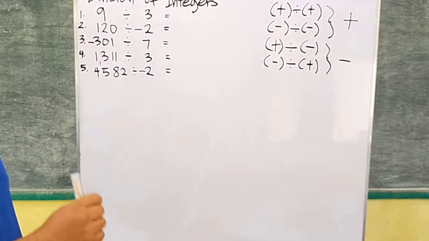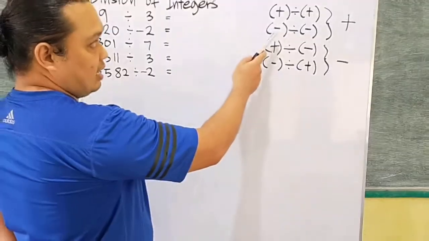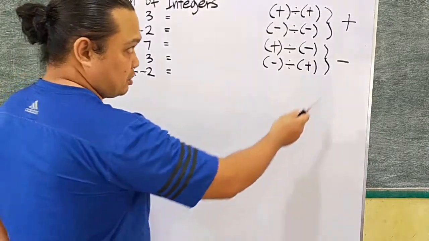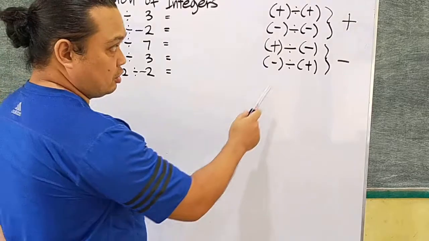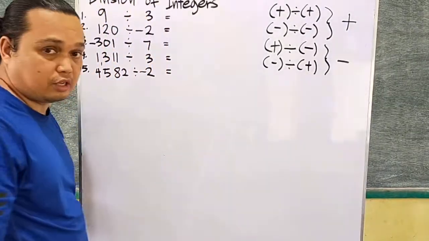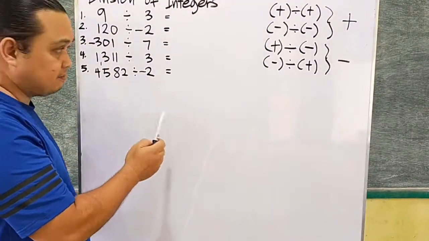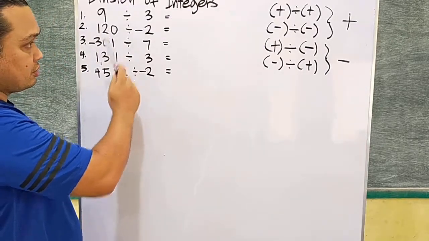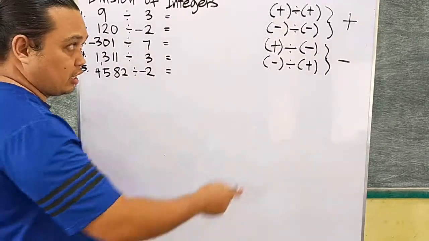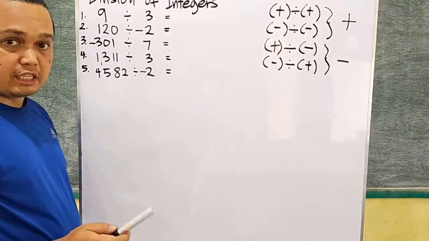Okay? So if we put it this way, the quotient of like integers is a positive integer. The quotient of unlike integers is a negative integer. So how about the numbers? Just divide the integers just like whole numbers and follow the rule in putting the sign. Okay. So let's have 5 examples for this lesson, and let's answer number 1.